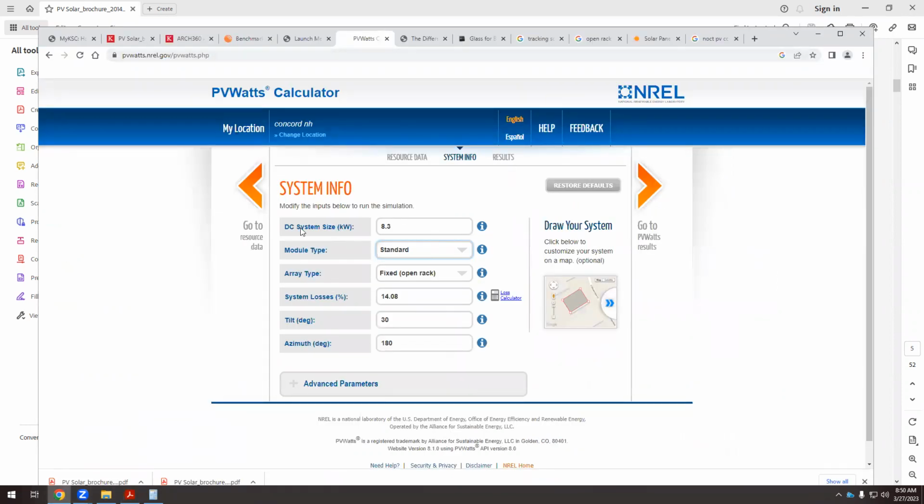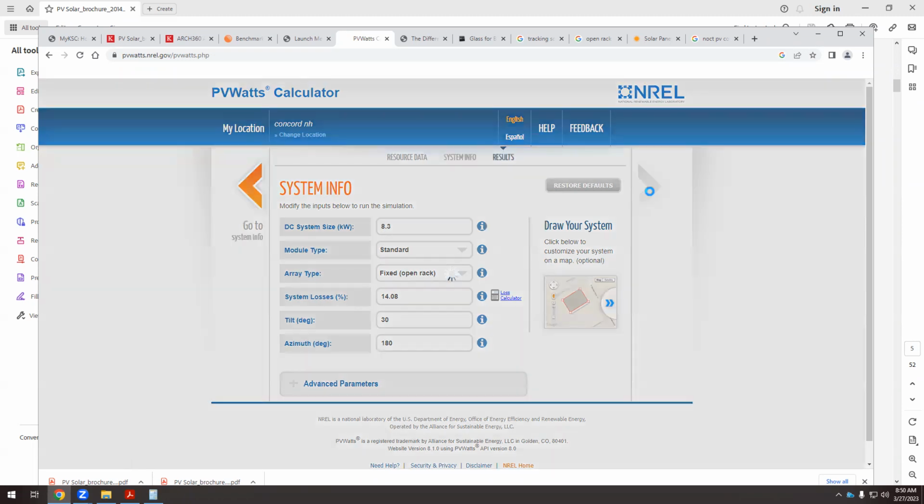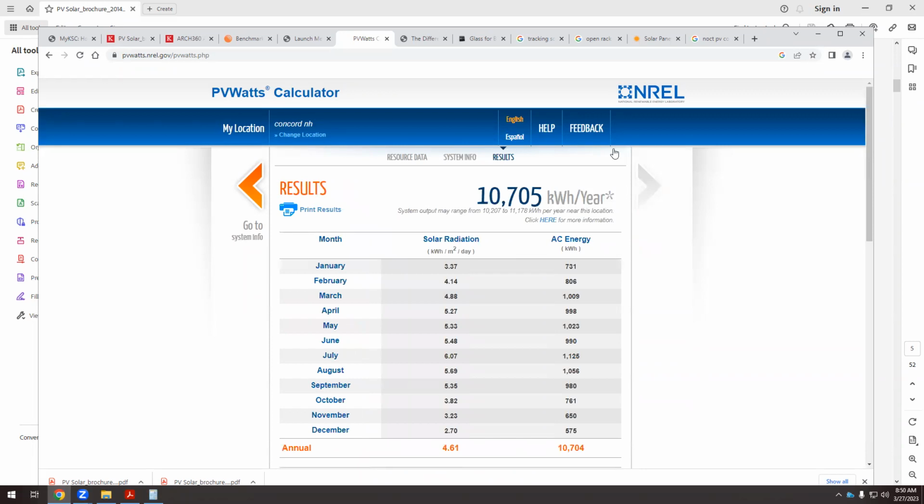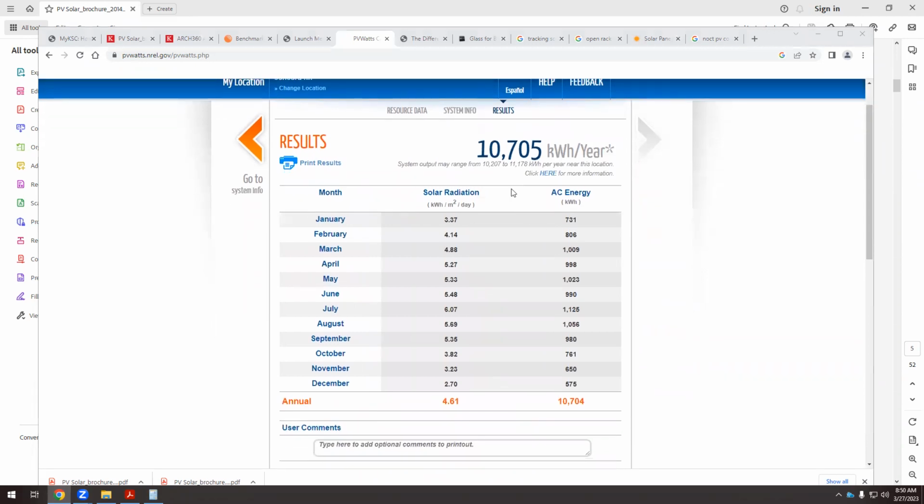Okay, so we have selected this DC system size in kilowatts. In this case, we have the total area, we have the number of panels, we have the production of each panel, and then we can figure out this number. We have all this information, and then we go to PVWatts results. So in this case, our production is 10,700, 10,700 kilowatt hours per year.